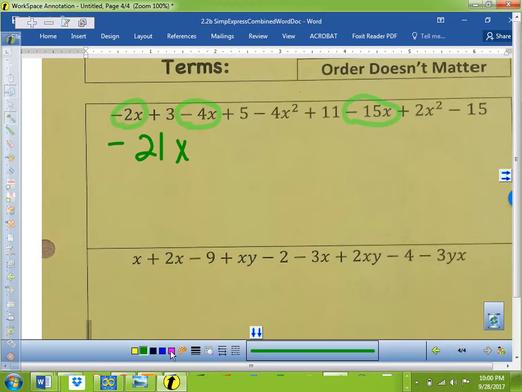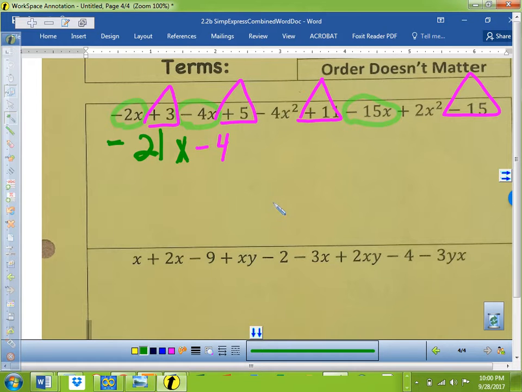Now I'm going to look for some other family members here. I see some numbers that don't have variables. I could look at those. For example, positive 3, positive 5. Notice I'm including the sign in front. Terms include the sign in front. Positive 11, negative 15. They are all like terms, same family. So let's combine them. 3 and 5 would make 8, plus 11, 8 and 11, 19. 19 minus 15. That would be a negative 4. So we combine all those, we get a negative 4. Right.